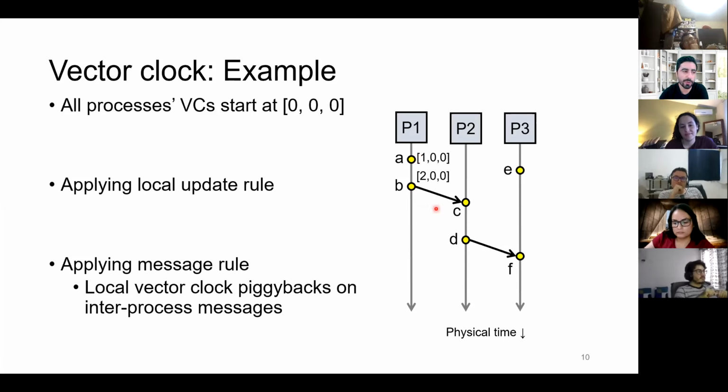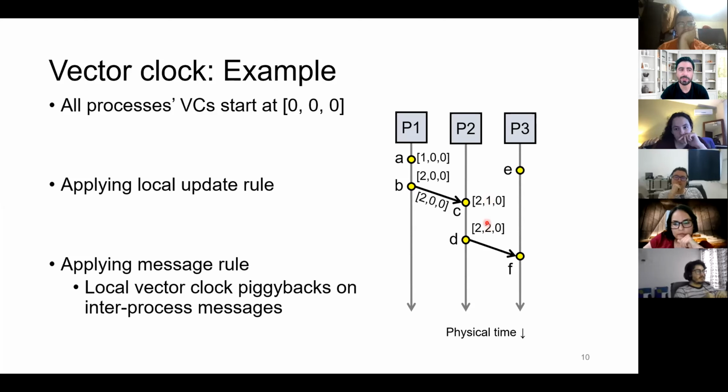Then when these 2 processes message each other, C is the reception of B. So the local vector clocks piggyback on inter-process messages. We are talking about inter-process messages, while this is intra-process messaging, where you know exactly what's happening in one process. When an inter-process message happens, you send the vector clock, because you piggyback it. Process 2 receives that, and you just increase your own process entry. This is the first event in process 2. Is it clear?